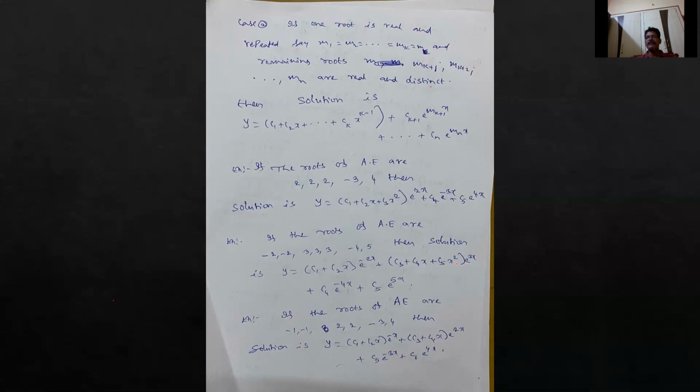c3 plus c4x plus c5x square, e power 3x, because it is 3 times repeated. That's why I have written up to x square. It is 2 times repeated, so I have written up to x. And again, minus 4 and 5 are distinct roots. Therefore, the solution: c6 e power minus 4x, c7 e power 5x.